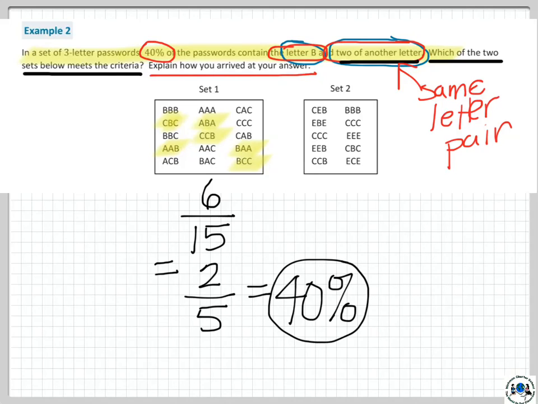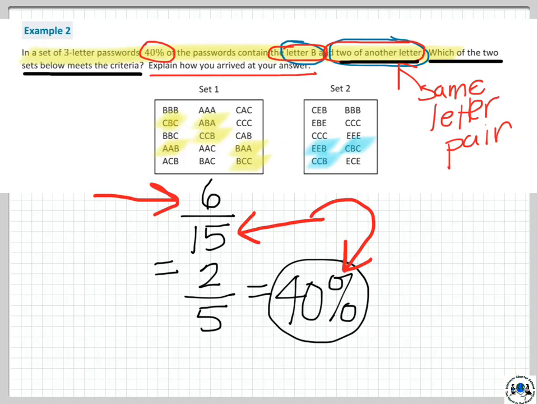I have my answer already. If I'm going to explain how I arrived at my answer, I pretty much have done that just by the work I've done here. So how do you explain it? The way you explain it is you took the number that met the criteria, divided it by the total number of possibilities to get the percent that meets the criteria. And there we have it. Nothing else to say. But for you, I'd like you to try to become more comfortable with writing those explanations down. All right, let's move on.